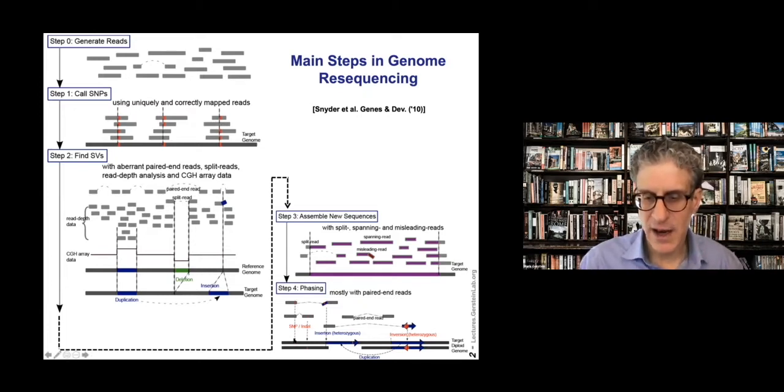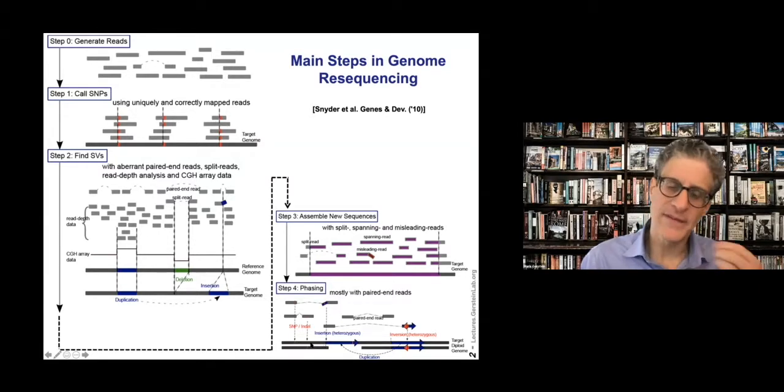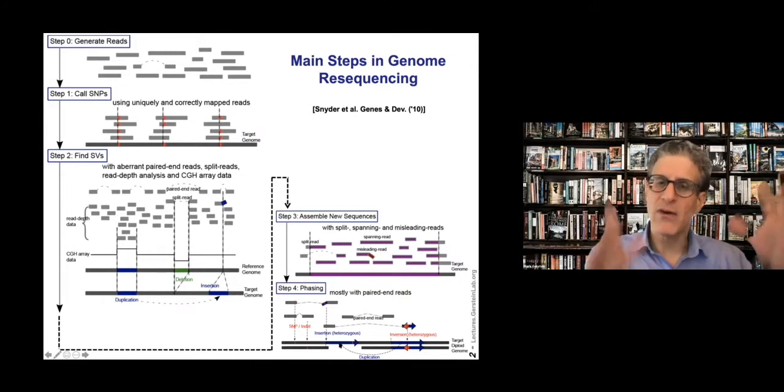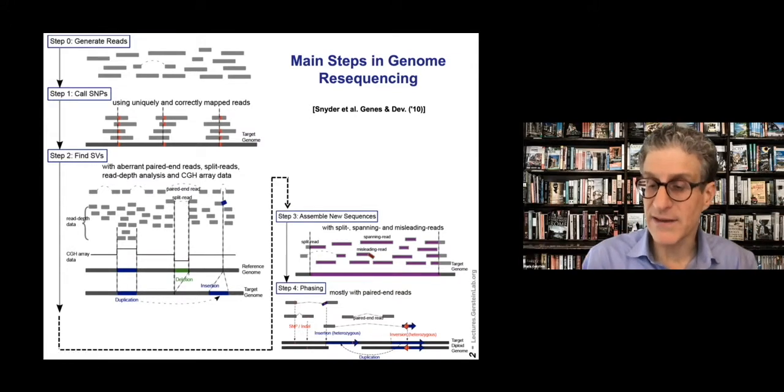We have to decide, for instance, if we found these two variants, are they on the same haplotype in the diploid, or are they on different haplotypes? And then we want to do that over a long block where we get all the variants phased correctly. And that's the process of phasing.